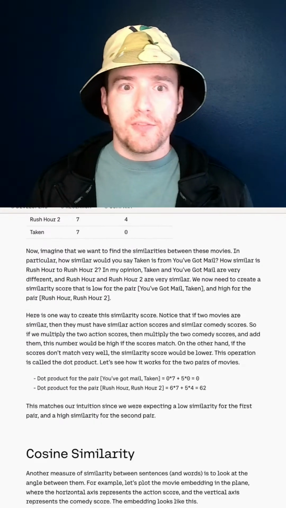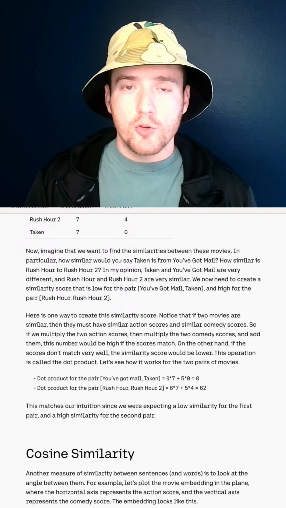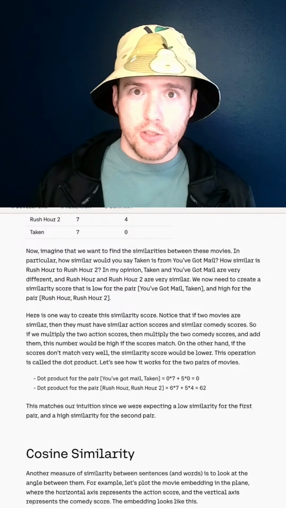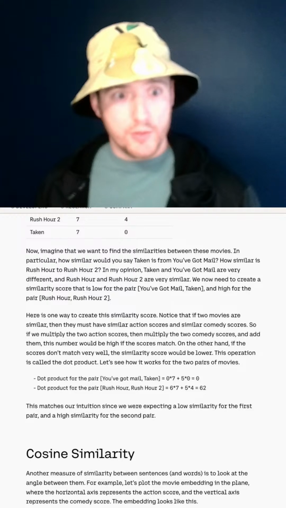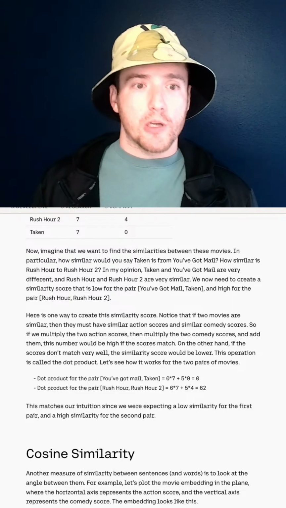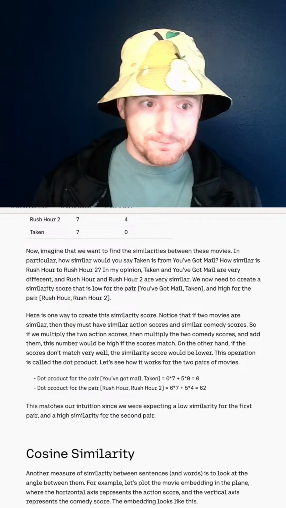Now imagine that we want to find the similarities between these movies. In particular, how similar would you say that Taken is to You've Got Mail? How similar is Rush Hour to Rush Hour 2? Right, one's a prequel, one's a sequel. In my opinion, Taken and You've Got Mail are very different, but Rush Hour and Rush Hour 2 are very similar, and we now need to create a similarity score to show that.